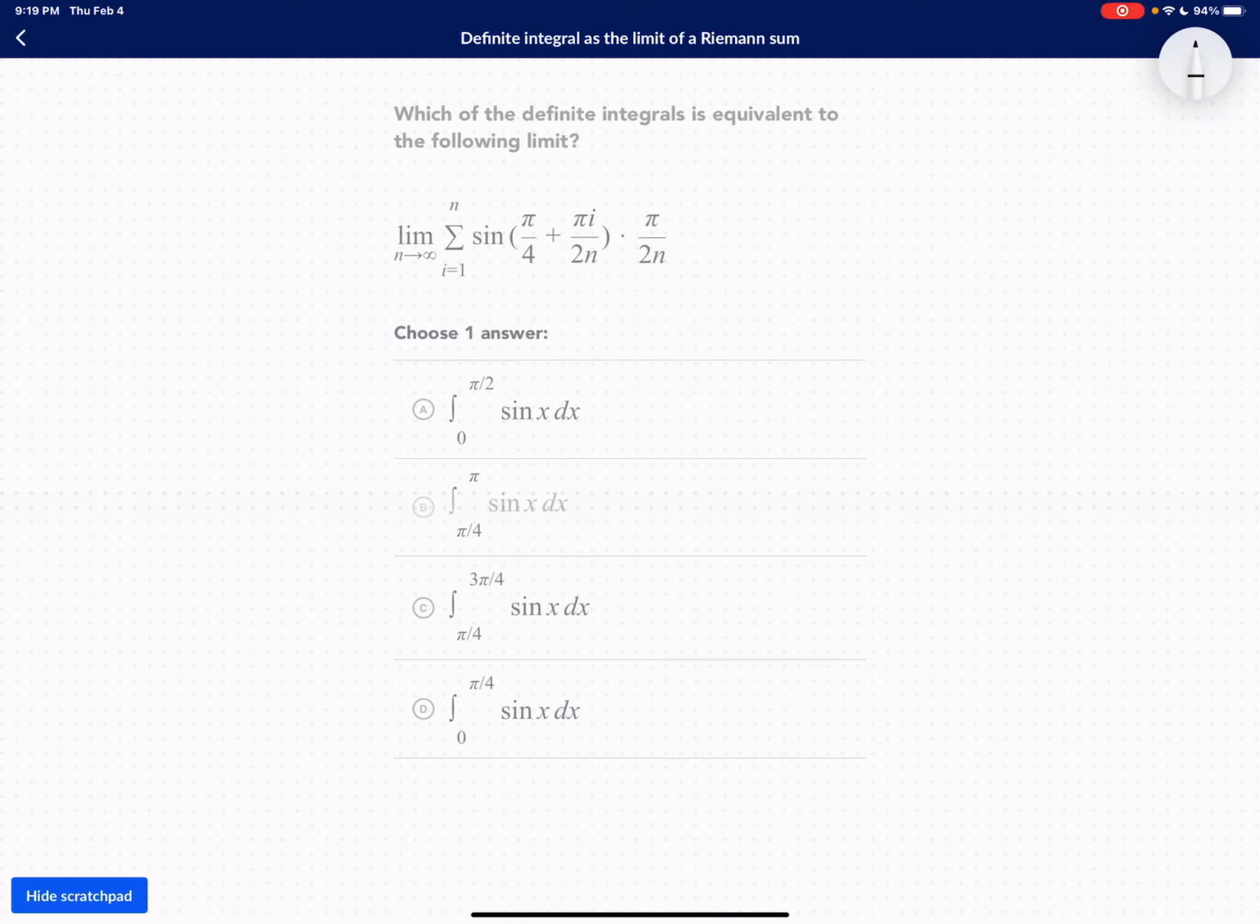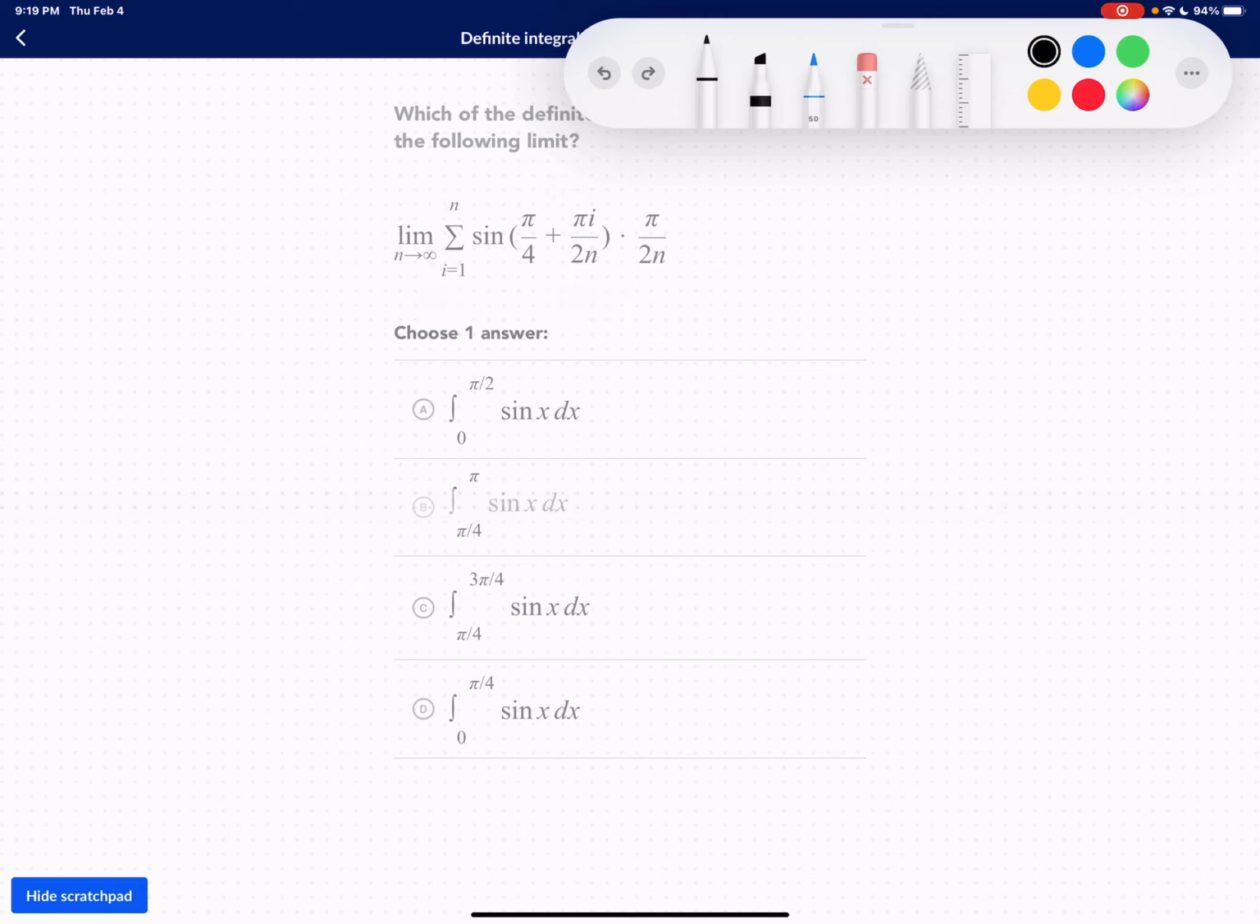Yes, starting with the limit and then going to integral notation. Okay, the limit of a sigma notation, or summation notation, I should say. So, now learning how to read this. Okay, we're doing what you would call Riemann sums, right?